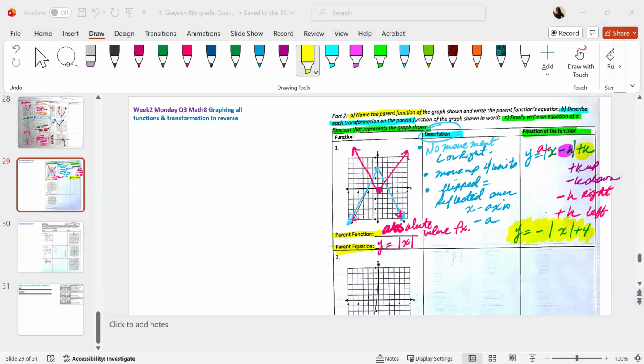y equals negative absolute value of x. There's no h in there because it's not moving left or right, and then a positive 4.